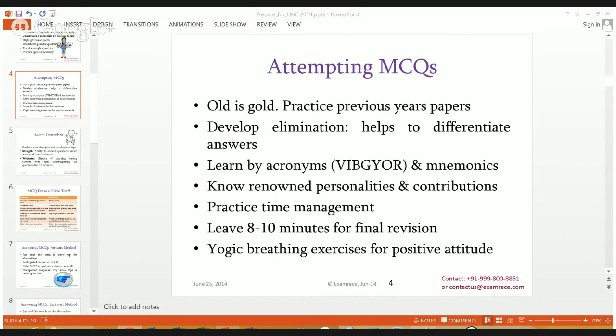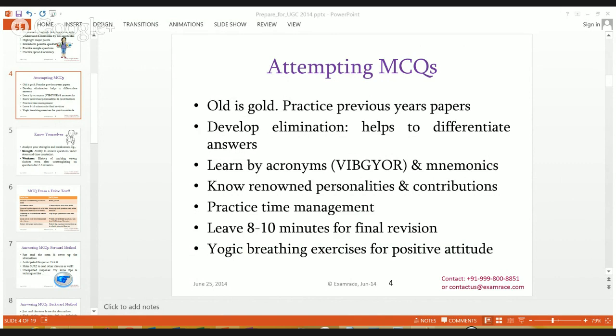Knowing about major contributors in the field of education and in your optional subject is very important. A lot of questions are asked about renowned personalities and their major contributions. Now you must have at least 8 to 10 minutes left for final revision while you are appearing for your exam. So consider you have the paper for 1 hour and 15 minutes.